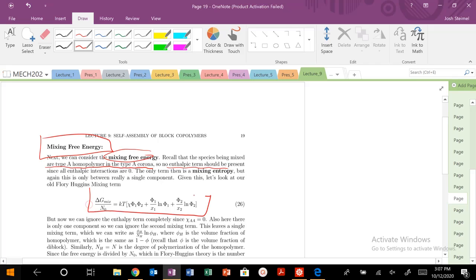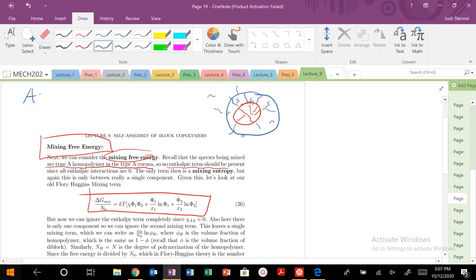This is our generic Flory-Huggins mixing term. So what are we mixing here? Let's draw our, here's my core, excuse me, and then this is my corona. And then we are going to be mixing with free polymer here. So we're talking about the mixing of the free homopolymer in the corona. So what are the species being involved here? Well, it's just species A. So we're only mixing polymer A in the corona.